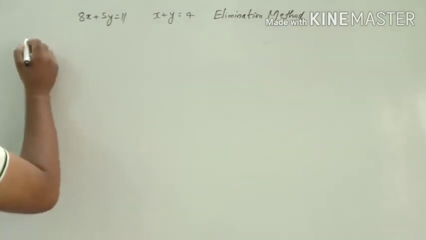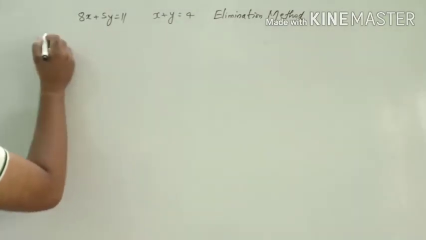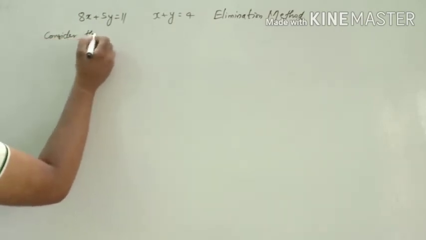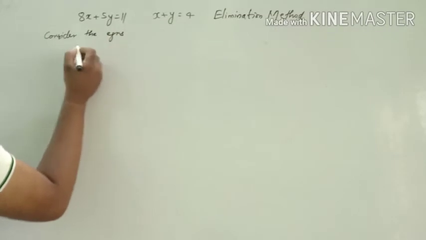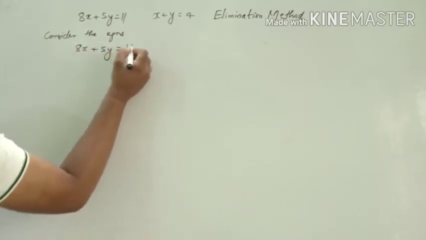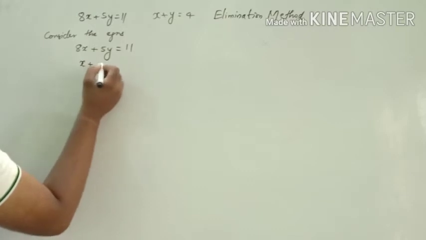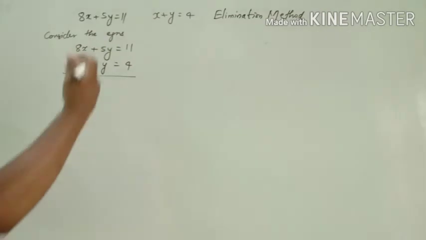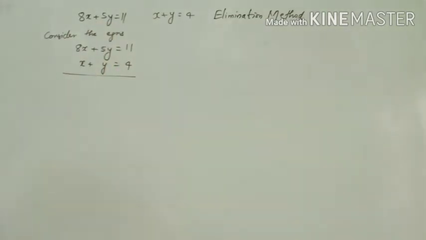Just we need to consider the equations. So I am going to consider the equations, that is 8x plus 5y is equal to 11 and x plus y is equal to 4. Just I have considered the equations. So one by one I have written the equations.